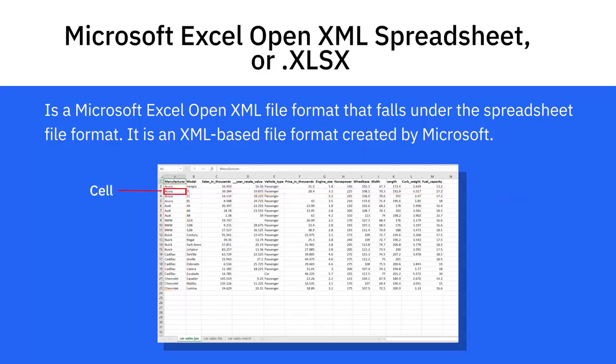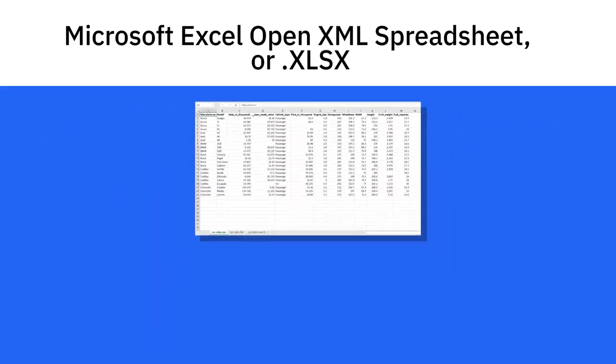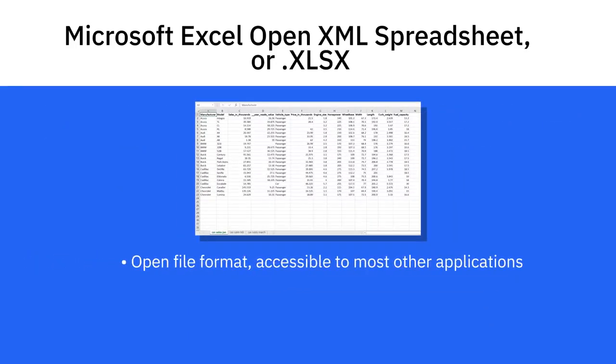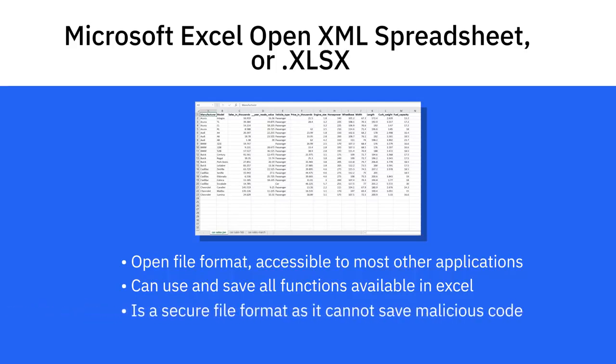Each cell contains data. XLSX uses the open file format, which means it is generally accessible to most other applications. It can use and save all functions available in Excel and is also known to be one of the more secure file formats as it cannot save malicious code.